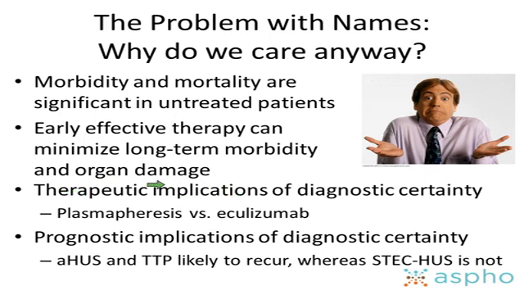available to us, there are some therapeutic implications of being certain of our diagnosis, in that plasmapheresis is still considered the standard of care for TTP, whereas there are other agents currently available for atypical HUS directed at the complement system, notably Eculizumab. And lastly, there are some prognostic implications of diagnostic certainty, in that both atypical HUS and TTP are diseases that are likely to have a recurring course throughout an individual's lifetime, whereas Shiga toxin-associated HUS is really more considered a one-and-done kind of disease.